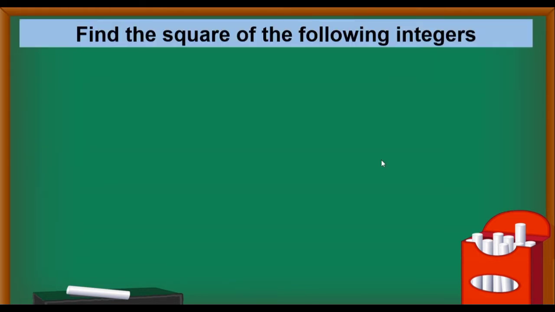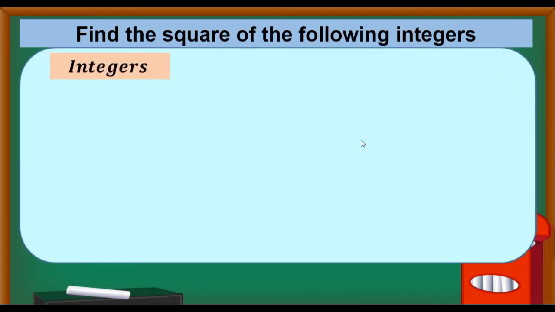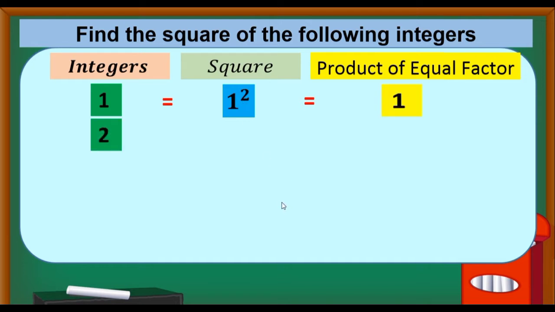Let us find the square root of the following integers. So, given yung integers, i-square natin, and then ano yung product of equal factor. So, for example, ang integer natin ay 1. Kung i-square natin siya, ibig sabihin yung 1 squared ay 1 times 1. At 1 times 1 equals 1. Next, 2. Kung i-square natin ng 2, 2 squared, kung kukunin natin ang factor, that is 2 times 2. At what is 2 times 2?